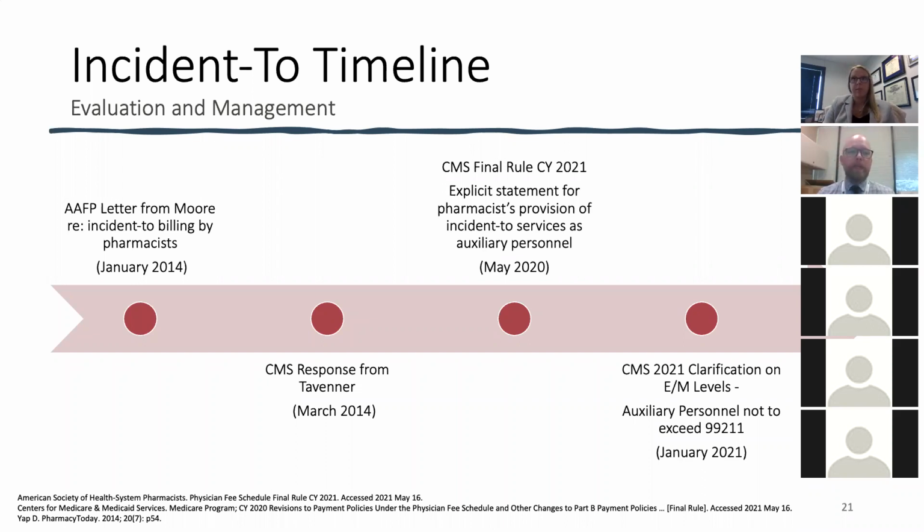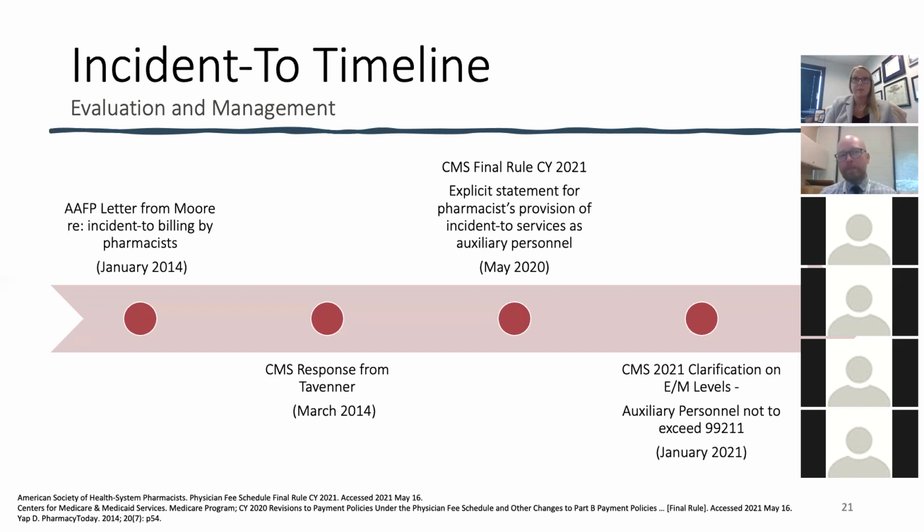And with the communication being a rather informal level of communication, it did take some MACs longer than others to accept this interpretation. Much of the ambiguity, I think, though, was cleared up in early 2020 when CMS really explicitly defined pharmacists as auxiliary personnel and stated that services rendered could be billed by the physician NPI or the provider NPI at the appropriate E&M level of service, which was great. But unfortunately, in comes 2021, we came out of the lovely year 2020, and in 2021, CMS updated their E&M billing guidance for the first time in nearly 30 years.